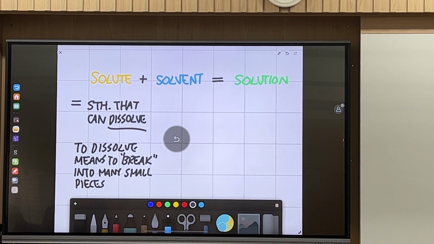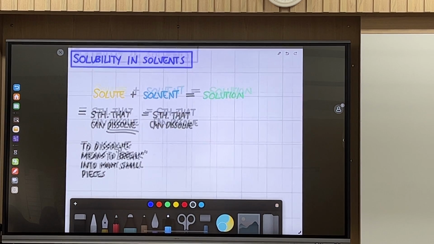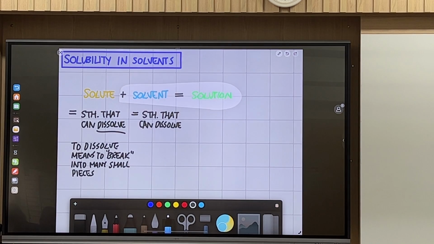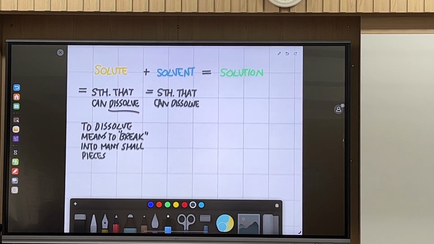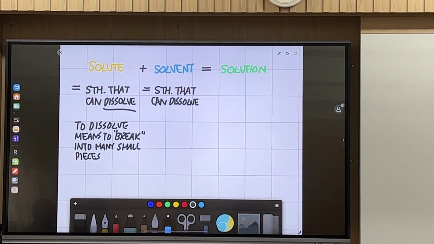And solvent, okay, is something that can dissolve the solids. And it's usually a liquid. But it's not like water is the only solvent. You know, we use water a lot in everyday life. We use it in cooking, in washing. But interestingly, water is not the only solvent available. There's also what we call organic solvent. So something that can dissolve solids.